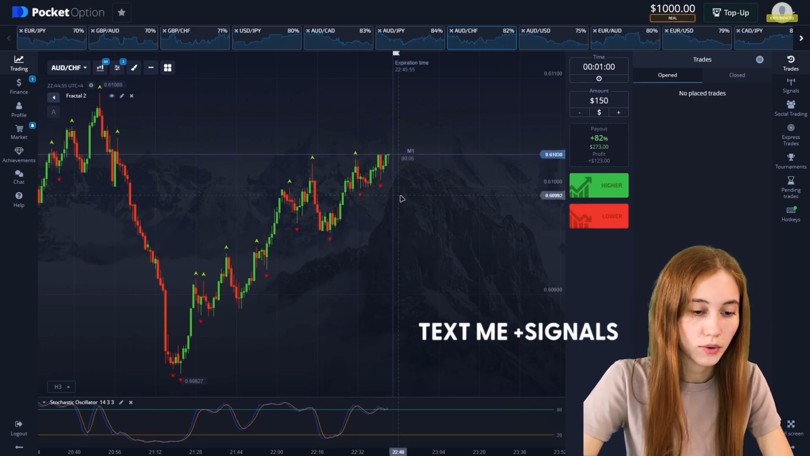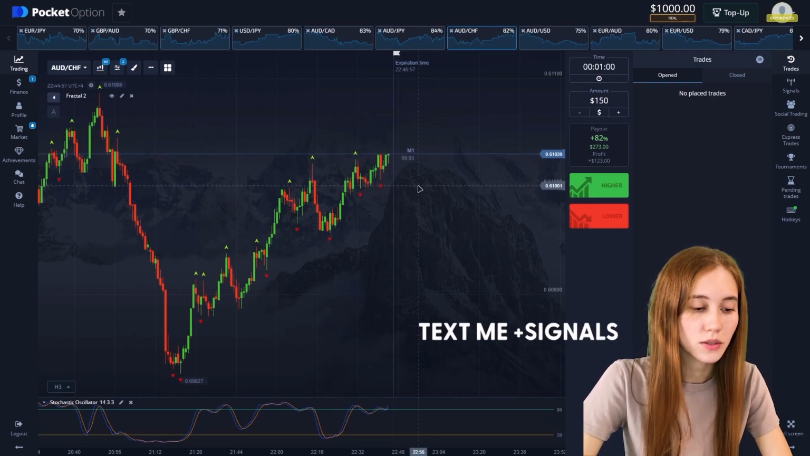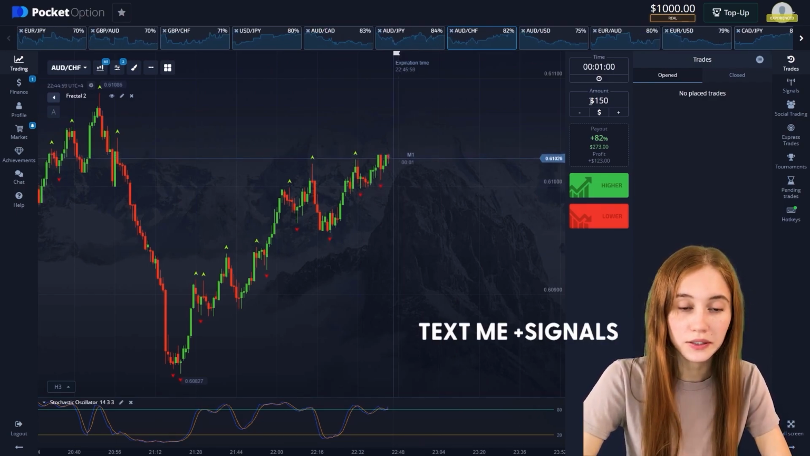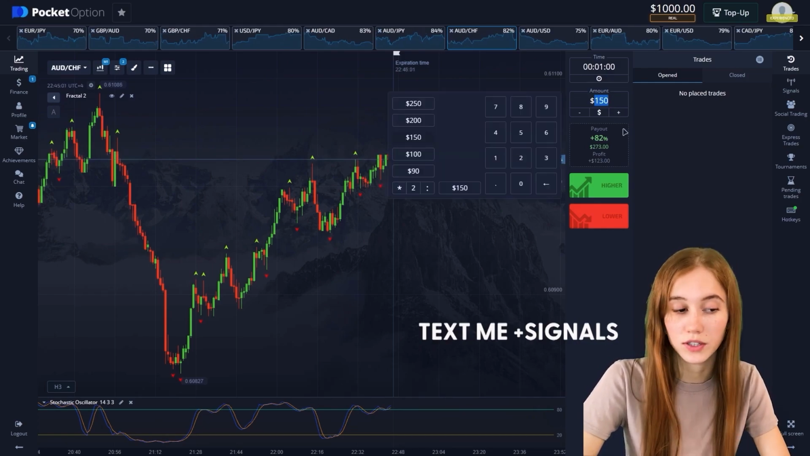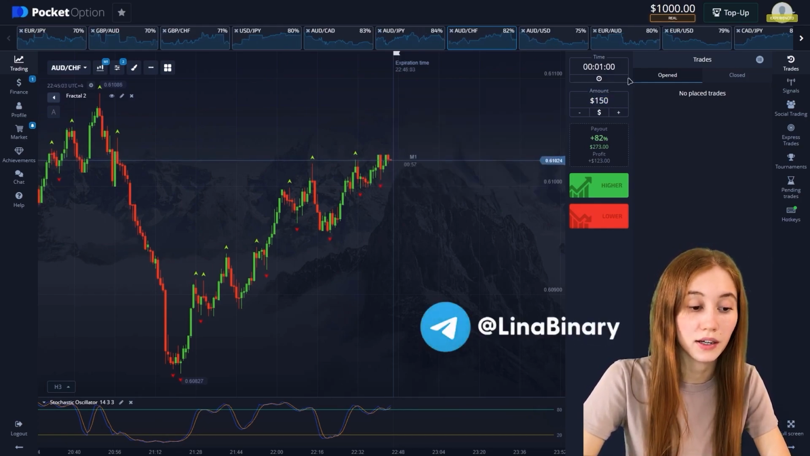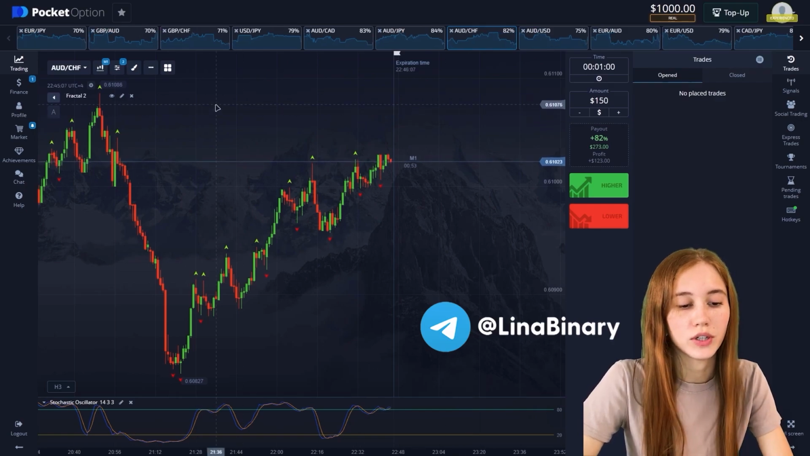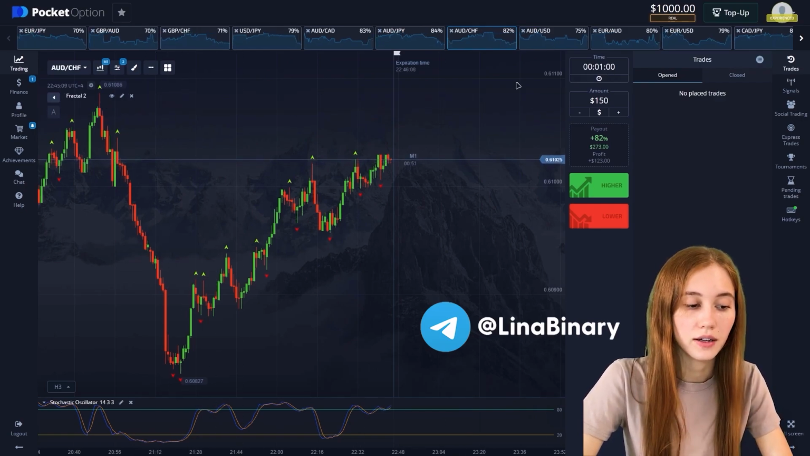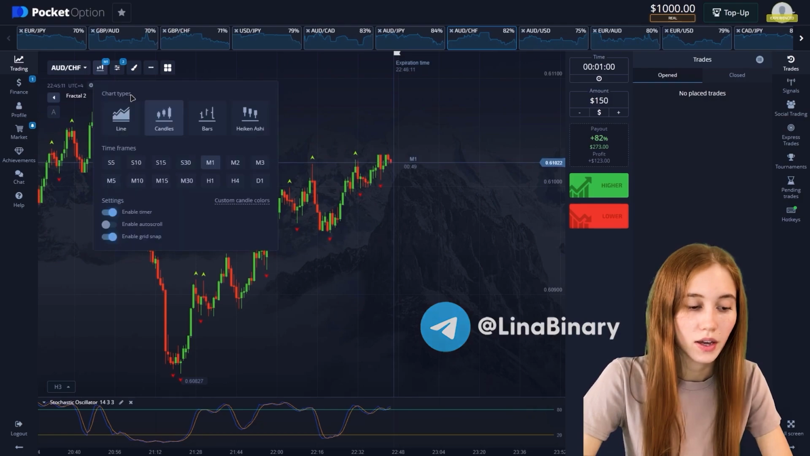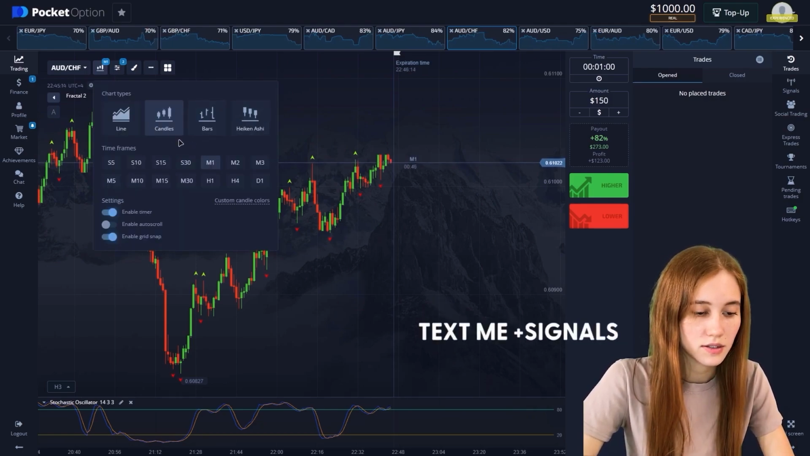And let's set up our workspace. First, we set the deal amount to $150. A little more than 10% of our bank was applied. Also, today we'll trade on minute deals and set a minute time frame and set candles.